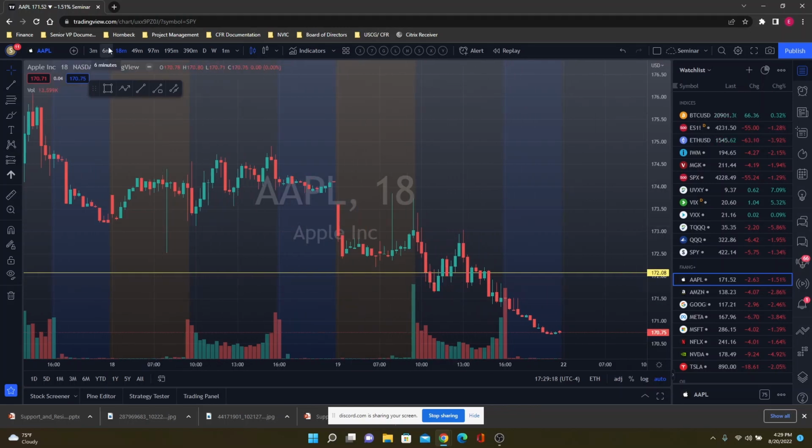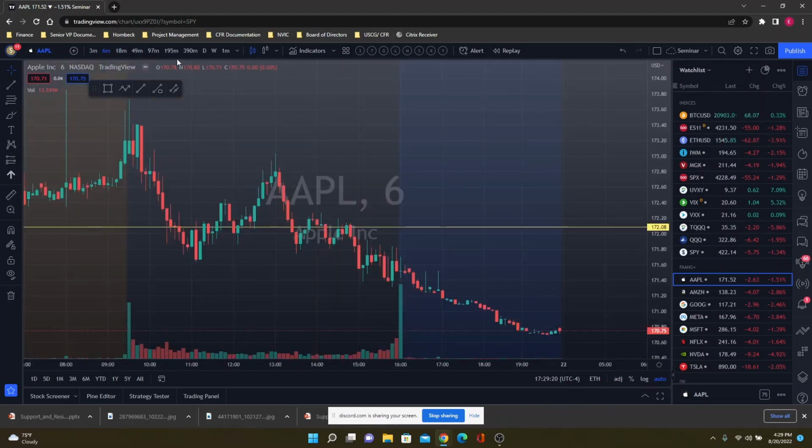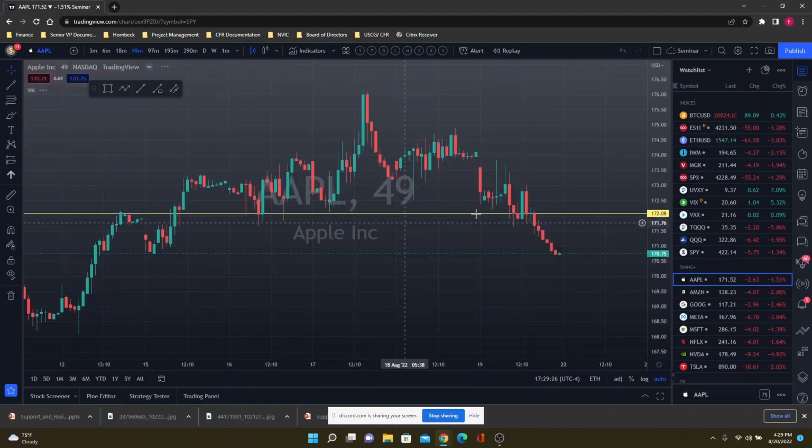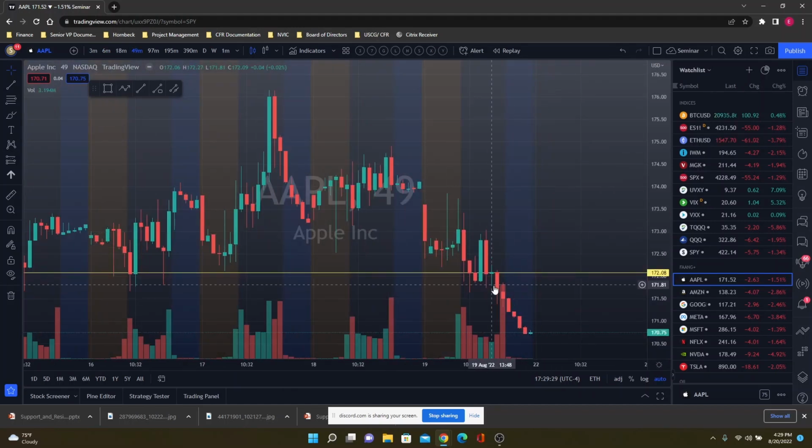So validating on those higher time frames, and I'm not suggesting you go to a 390 minute for day trading, but if you go to an 18 minute or even a 49 minute perhaps, it really lets you say, from a larger perspective, what's happening here.